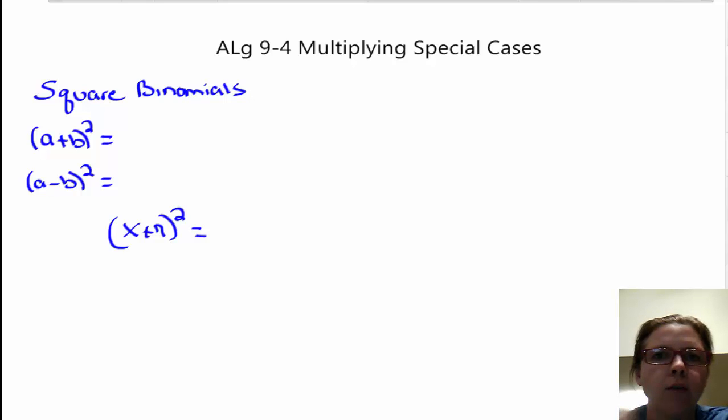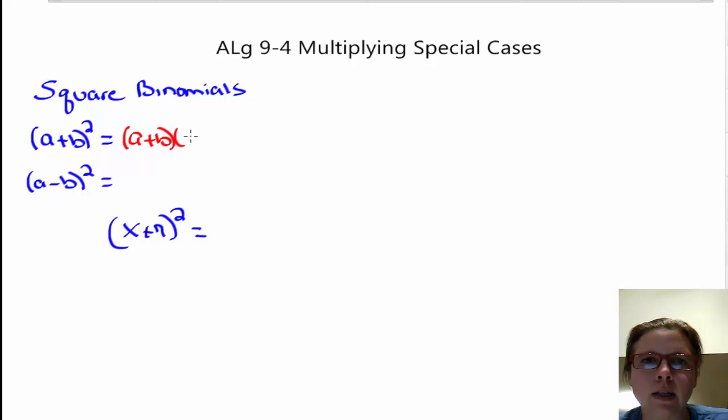Right, today we're going to do 9-4, multiplying special cases. Now on these, you can still just do FOIL, which is fine, but I'm going to show you some special cases, if you can remember them. So if you have (a plus b) squared, that is the same as (a plus b) times (a plus b), which we learned last lesson. You can just FOIL, which I'll do an example of in a minute.